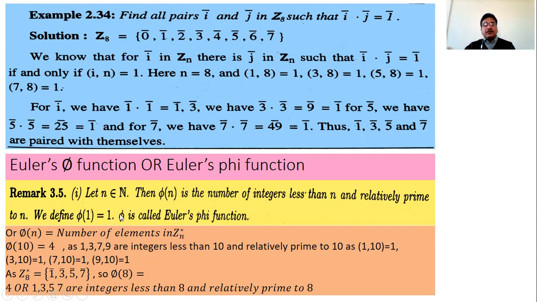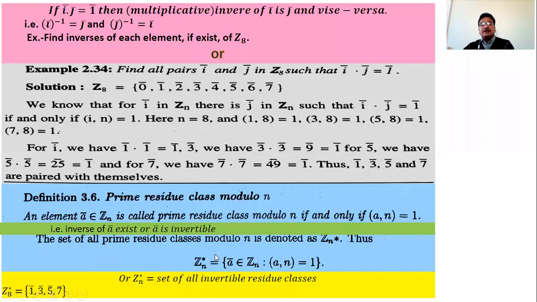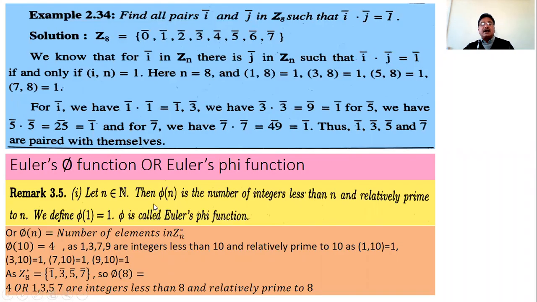Or in another form, we say that phi n is the number of prime residue classes modulo n. So this is another definition. What is Zn star? The set of all invertible residue classes. So the number of elements in Zn star is denoted by phi n. So what is phi 8? Phi 8 is 4. What is phi 8? Phi 8 is 4.